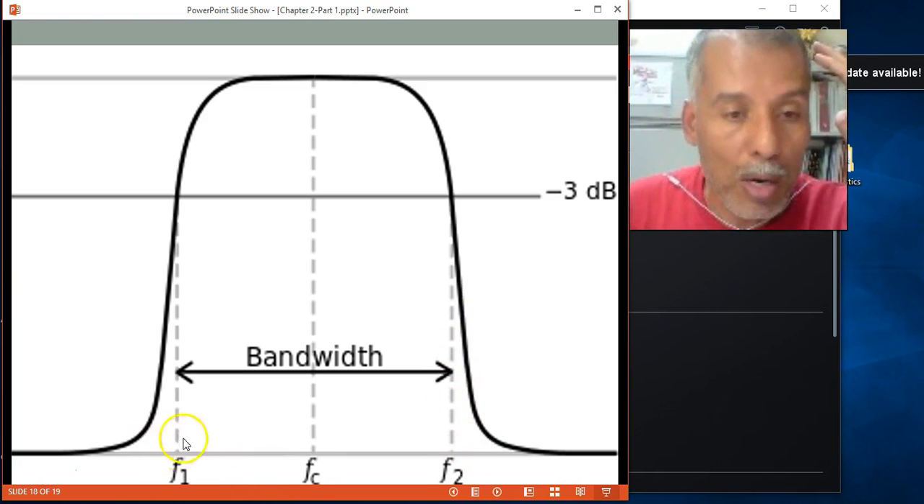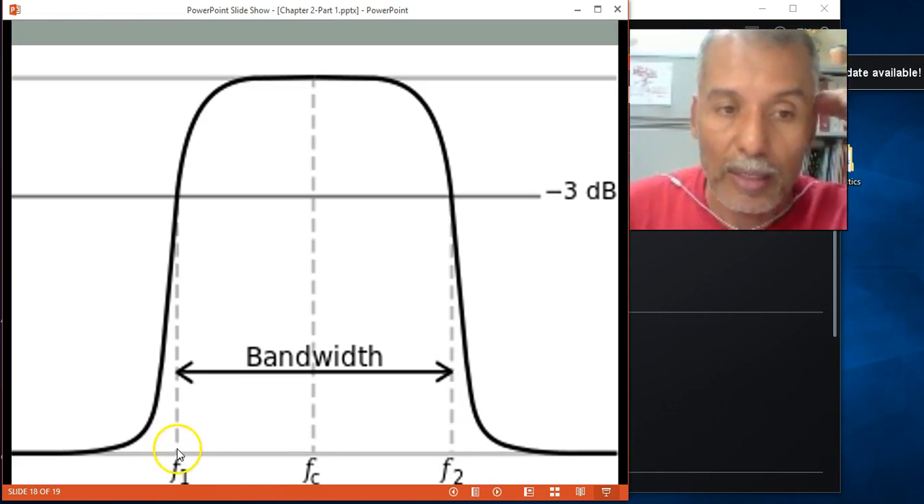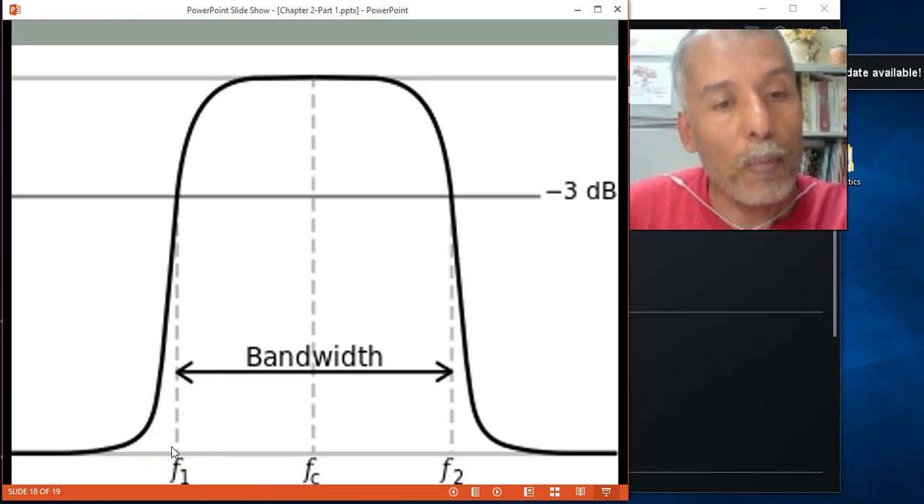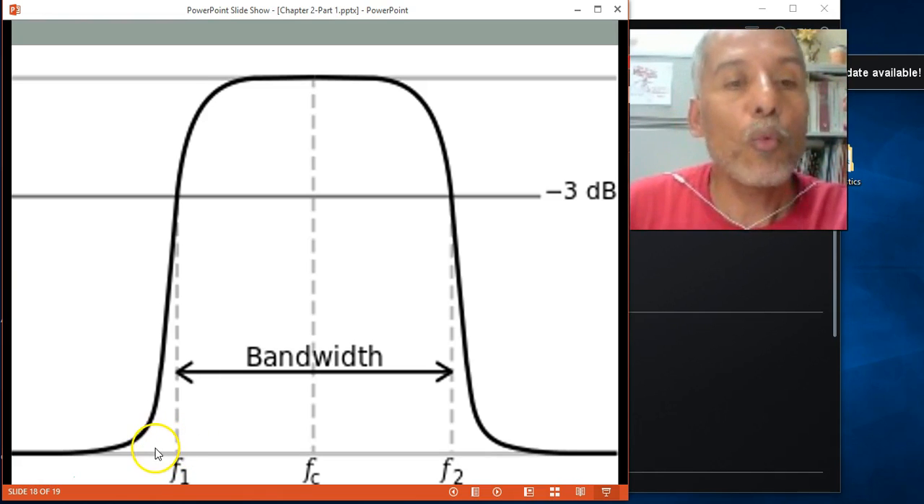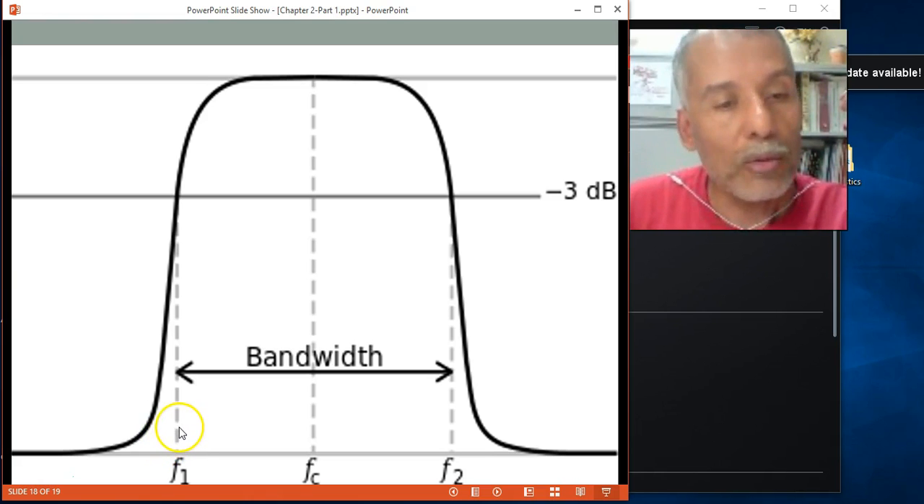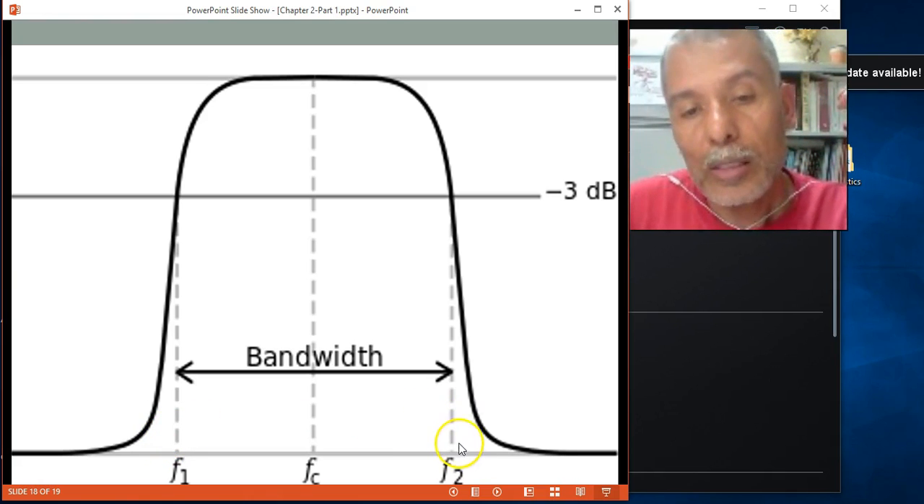So on the left side, that is the lower cutoff point before which the tube doesn't respond. And on the other side, because it's the higher frequency side, that is the upper cutoff point.